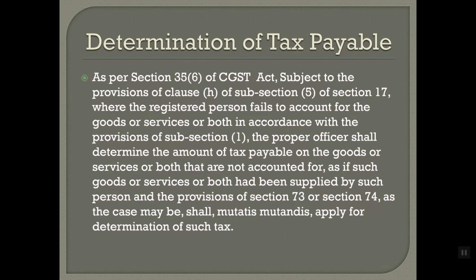Here, Section 17, subsection 5, clause (h) covers goods lost, stolen, destroyed, written off or disposed of by way of gift or free samples. In this case, we are not able to identify the tax payable. In that case, the proper officer will determine it. And also Section 17, subsection 1: if you are using the goods for both personal and your business purposes, in that case also, the proper officer can determine the amount of tax payable.